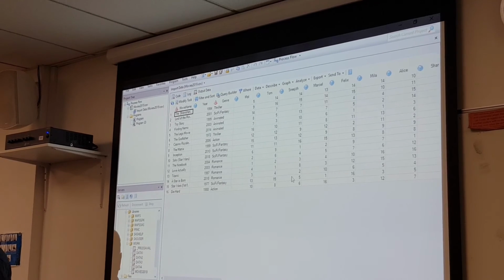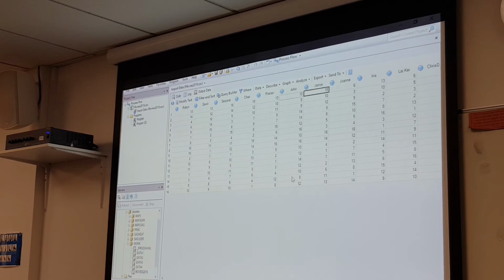So here are the results. Sorry, here's the data that we've got for the movie data set. We've got everybody in here. Nick is the last one. Beck, Yang, Juliet, okay, Jamie.